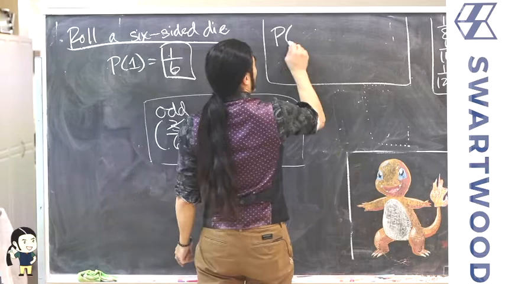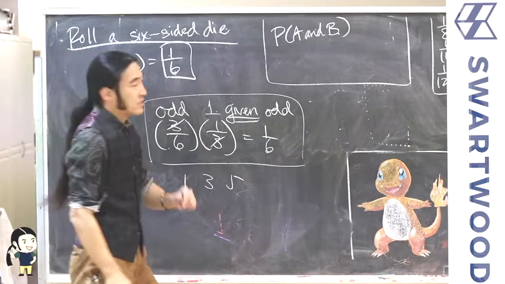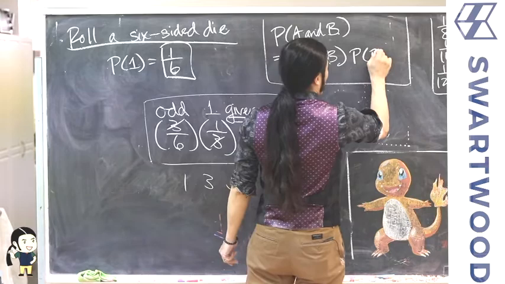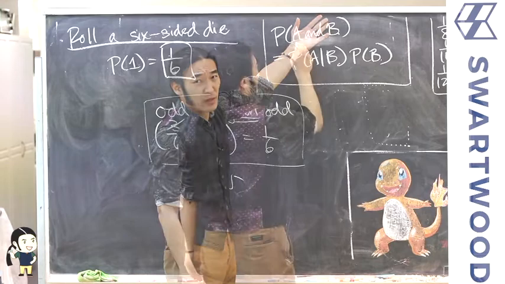But this is equivalent to, you want A and B, right? And that can be done as the probability of A given B times the probability of B, which in this case would look like you want the probability of being odd and 1, which is really the probability of rolling a 1. This would be like the probability of rolling a 1 and being odd, which is the same as just rolling a 1.